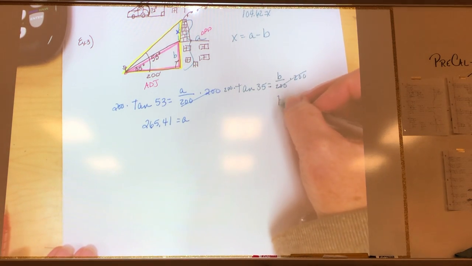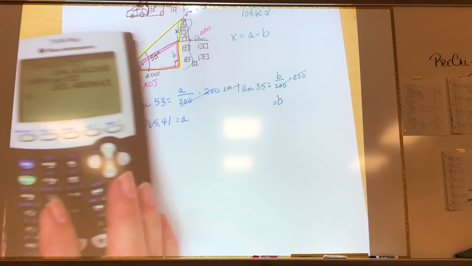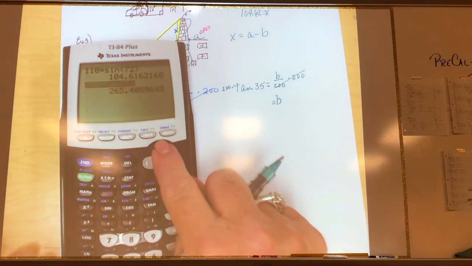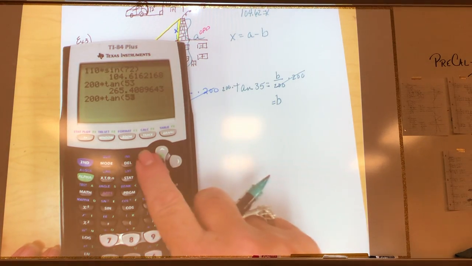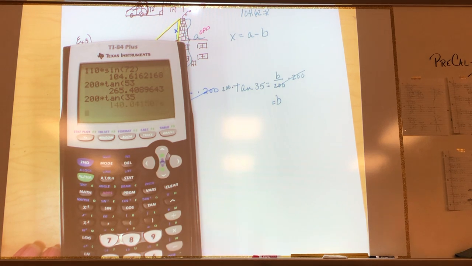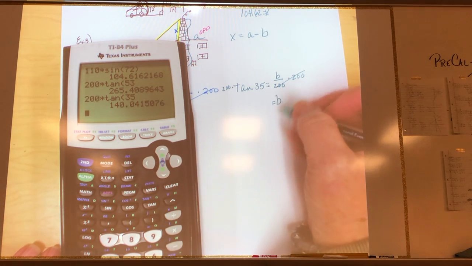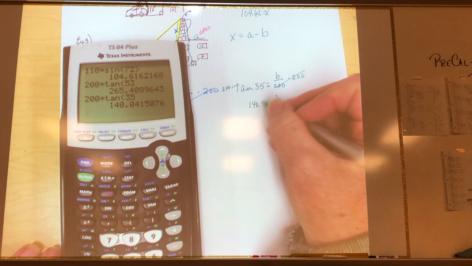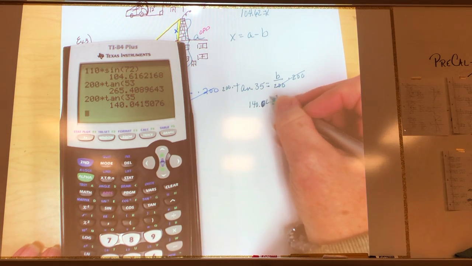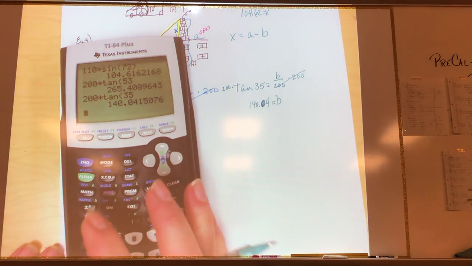So B is equal to, this time I'm going to go up there and cheat and grab that problem and go back and make that a 35. So 140.04, right? That's a zero, sorry. I'm messing up.